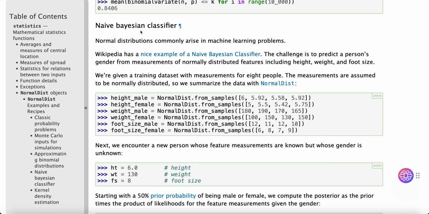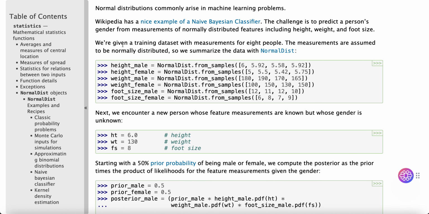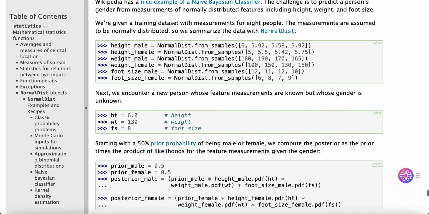Naive Bayesian classifier. Normal distributions commonly arise in machine learning problems. Wikipedia has a nice example of a naive Bayesian classifier. The challenge is to predict a person's gender from measurements of normally distributed features including height, weight, and foot size. We are given a training data set with measurements for 8 people. The measurements are assumed to be normally distributed, so we summarize the data with normal distribution.